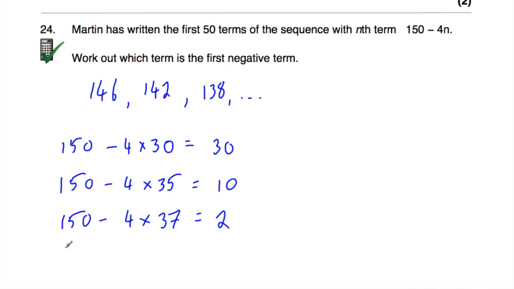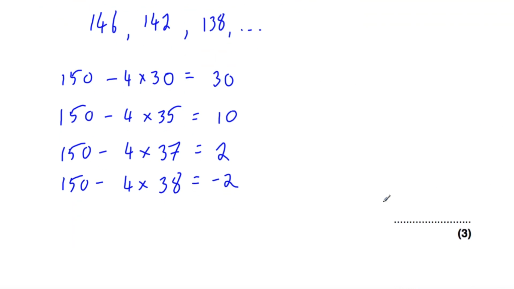Now let's try the 38th term. So 150 minus 4 times 38. And if we do that on our calculator, we get that's equal to negative 2. So that means the 38th term is the first negative term. And the first negative term is negative 2. So we're asked which term in the sequence is the first negative term. I'm going to write the 38th term, and that's equal to negative 2.